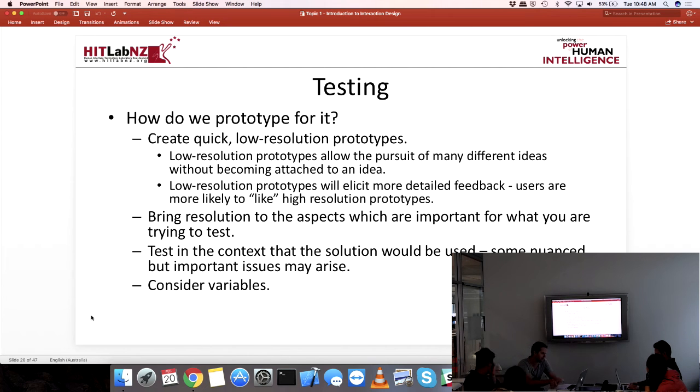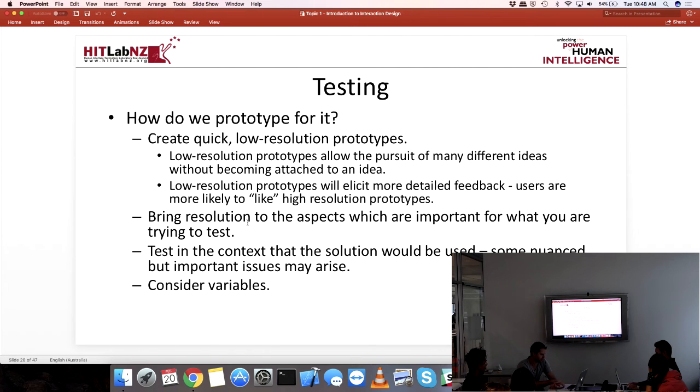How to prototype, again, quick low resolution prototypes stops people from getting attached to an idea. So the more time we invest in it, the more hurt we're going to feel if somebody says it's terrible. Low resolution prototypes will elicit more detailed feedback. Users are more likely to like our high resolution prototypes. Bring resolution to the aspects which are important for what you're trying to test. Test in the context that the solution will be used.